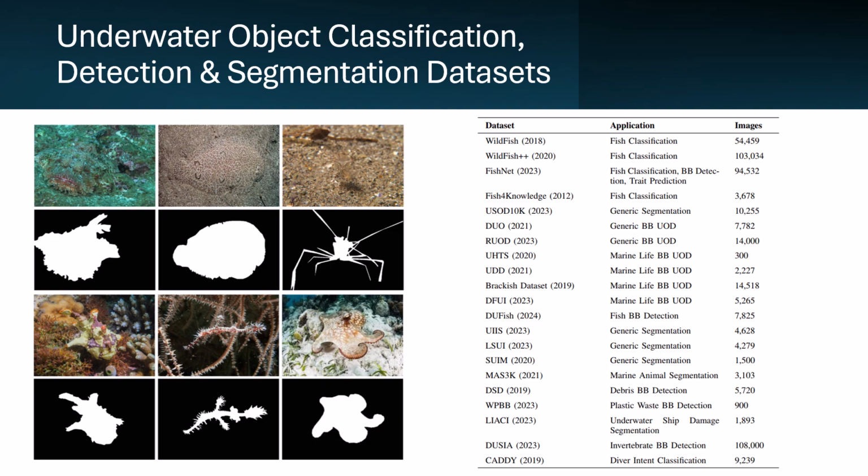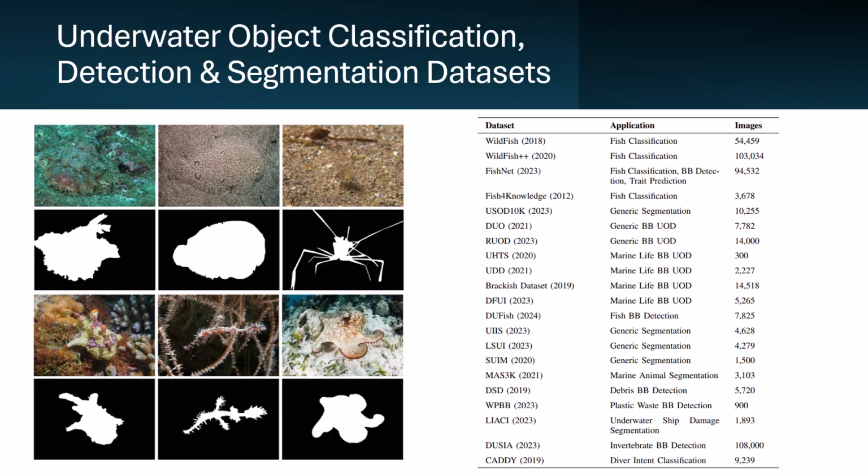Pixel-level segmentation is supported by datasets like UIIS, LSUI, SUIM, and MAS3K, which even include highly camouflaged animals. Additional specialized datasets target plastic debris detection, such as DSD, trash can, and WPBB, diver behavior and ship damage analysis, such as CADI and LIACI, and invertebrate monitoring with temporal labels, such as DUCIA, providing broad coverage of underwater recognition tasks.